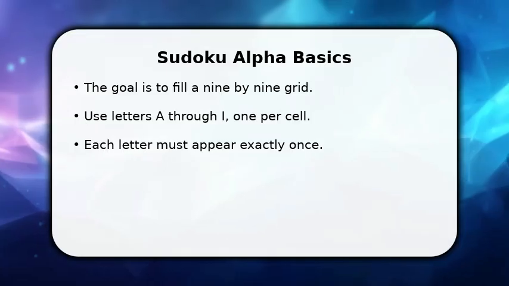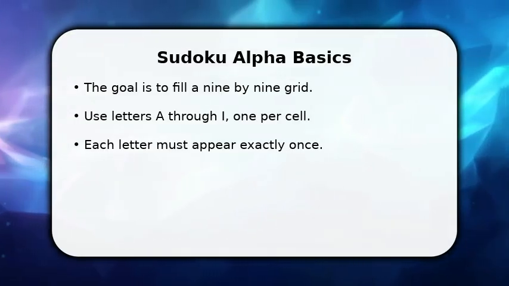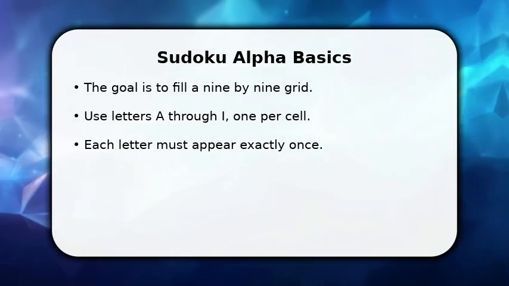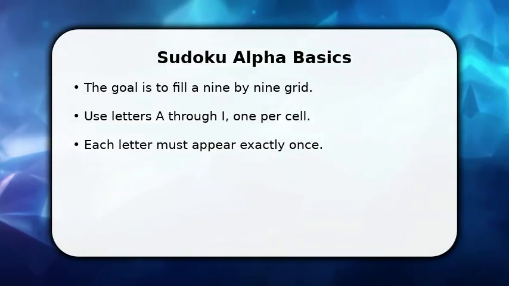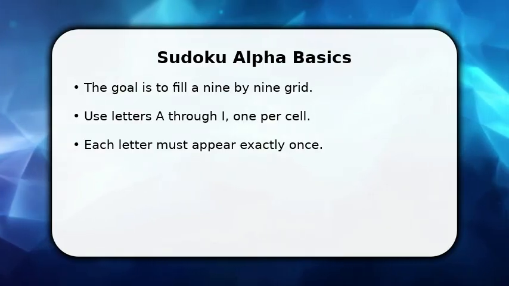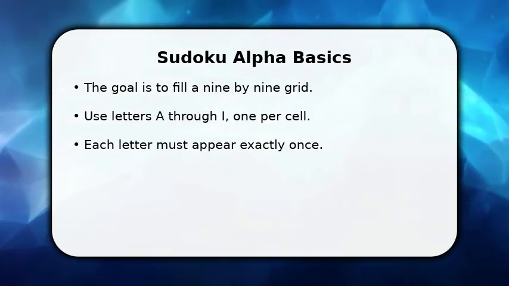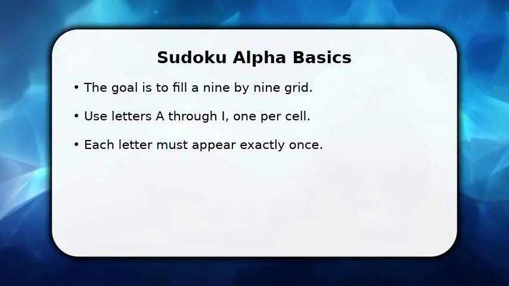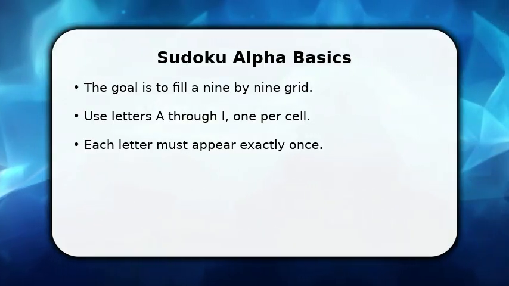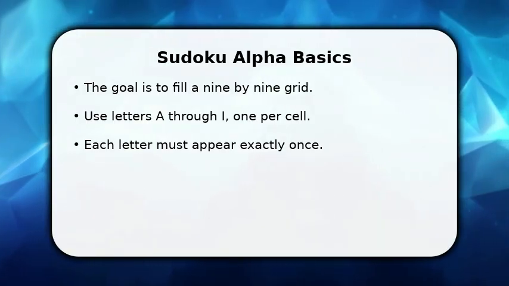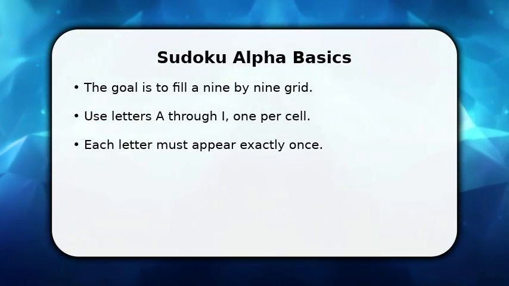Enjoy the video. In this video, I will explain how to play Sudoku Alpha. This engaging puzzle challenges you to fill a 9 by 9 grid, which is divided into 9 smaller 3 by 3 blocks. Your objective is to place letters A through I into every cell. Remember, each letter can only appear once in specific areas.